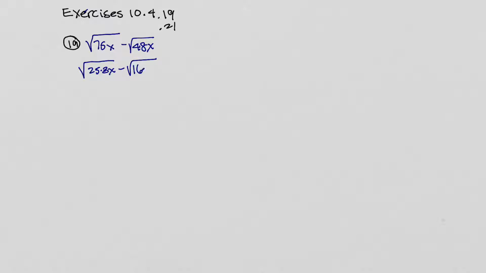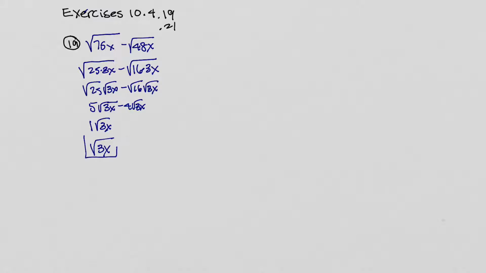So let's write this as 16 times 3x. Now, this will give us square root of 25, square root of 3x, minus square root of 16, square root of 3x. How about 5 square root of 3x, minus 4 square root of 3x. Now, I got 5 of these square roots, minus 4 of those square roots. That leaves one of those square roots, but I don't need to write the 1, so let's just write square root of 3x.